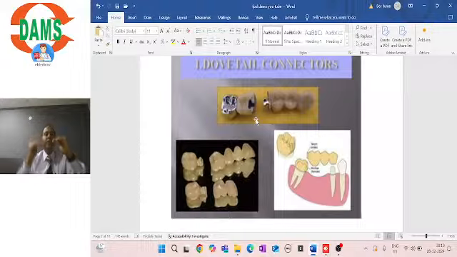movement. It is not a rigid connector. Rigid connectors are indicated in cases of short span FPD. Short span FPD is a FPD where only a single pontic is present, right? When we have a pier abutment, we give a non-rigid connector, and the position of the connector is important.